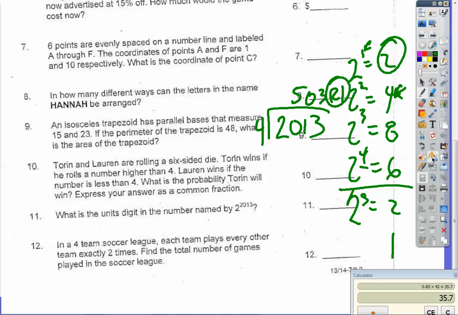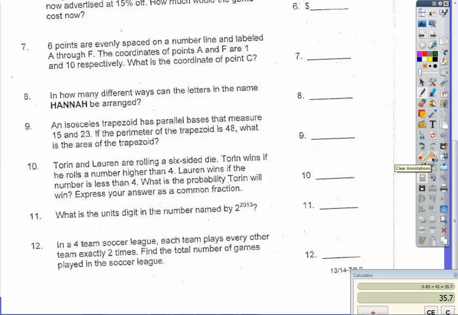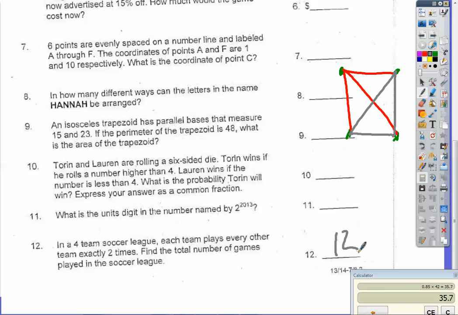In a 4-team soccer league, each team plays every other team exactly 2 times. Find the total number of games that the league plays. Okay. So 1 team, 2 teams, 3 teams, 4 teams. 1, 2, 3 games. So there's a total of 6 games. But everyone plays each other twice. So 6 times 2 is 12. 12 games. So that's the first page.